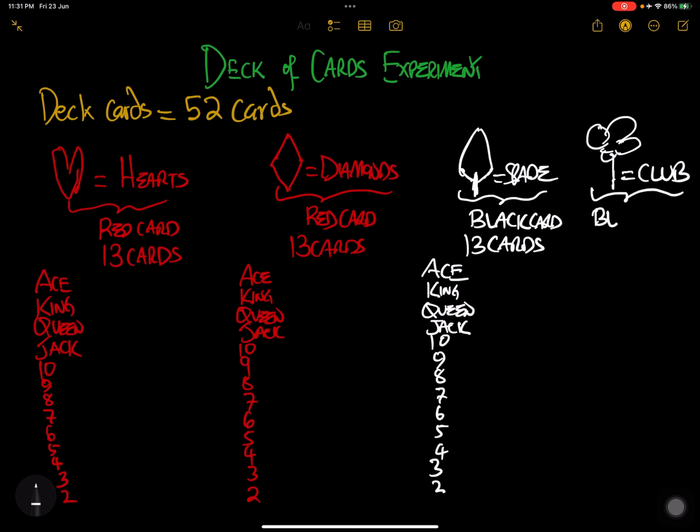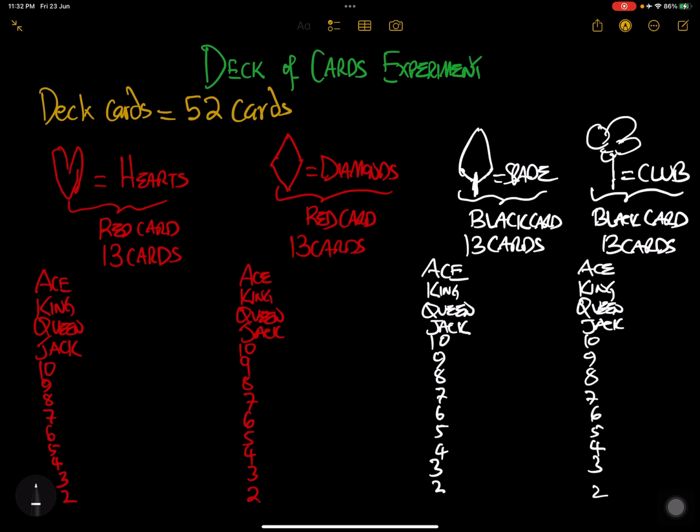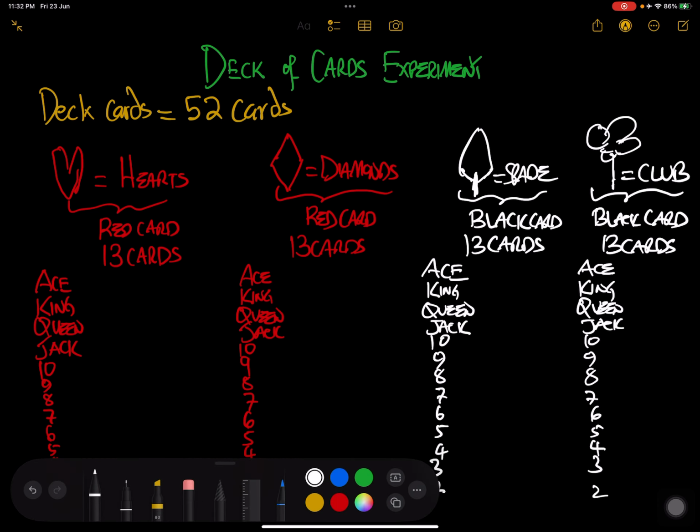And then finally, we have the club cards. It's also a black card, and it also has 13 cards. There's an ace, a king, a queen, a jack, a 10, a 9, an 8, a 7, a 6, a 5, a 4, a 3, and a 2. Beautifully done. But now our interest is going to shift a little bit. So these are the outcomes.